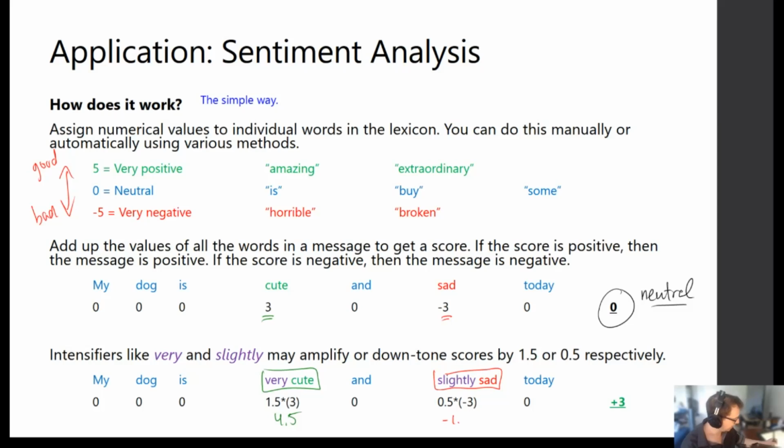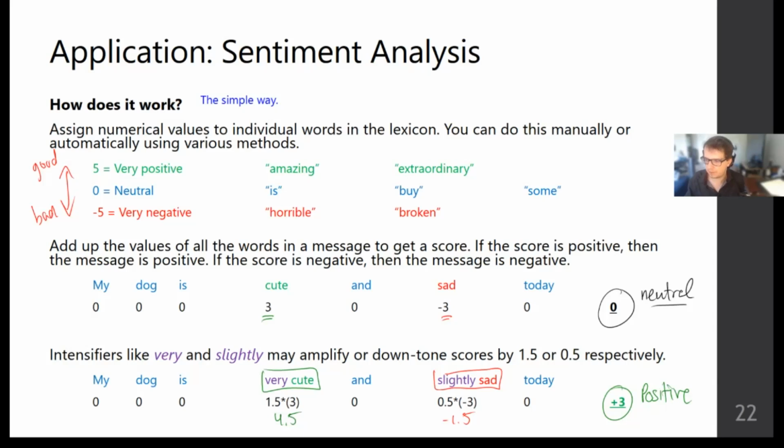So then the sentence, my dog is very cute and slightly sad today, is just a more positive sentence in general because we're saying very cute. So very cute, we're intensifying the goodness, and we're saying slightly sad, so we're downplaying the negativity. So overall, this sentence is more positive than the last.